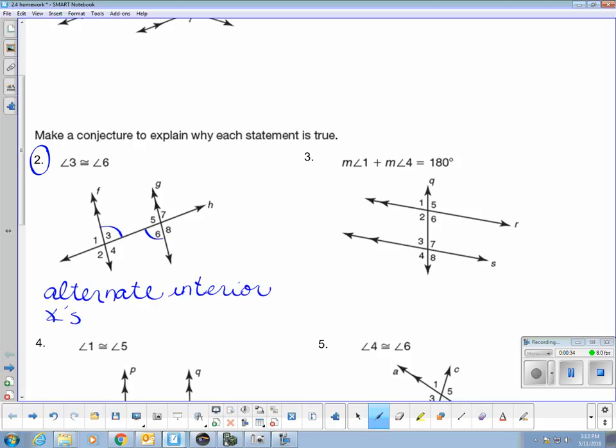Now, the reason why these are congruent to each other is because line F is parallel to line G. In order for angle 3 and angle 6 to be congruent, and therefore alternate interior angles, we would need to know that indeed these two lines, line F and G, are parallel to one another.